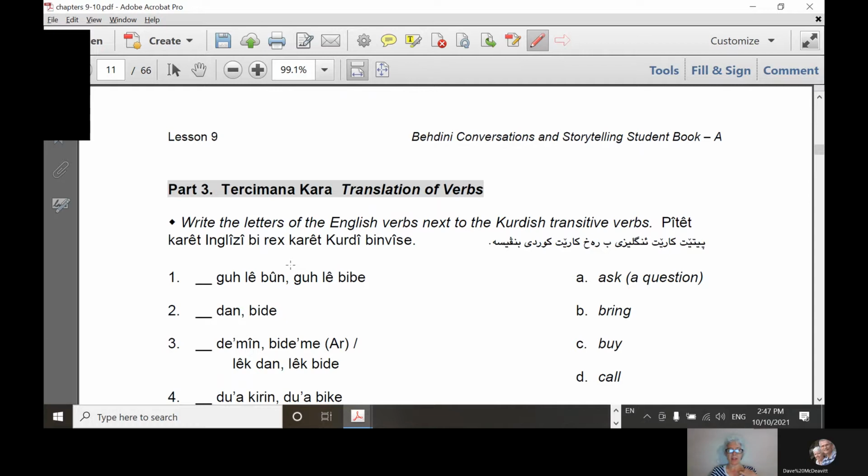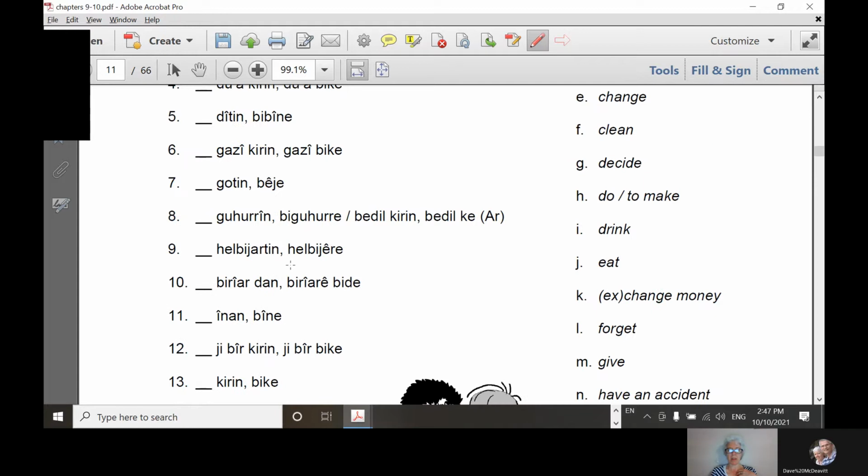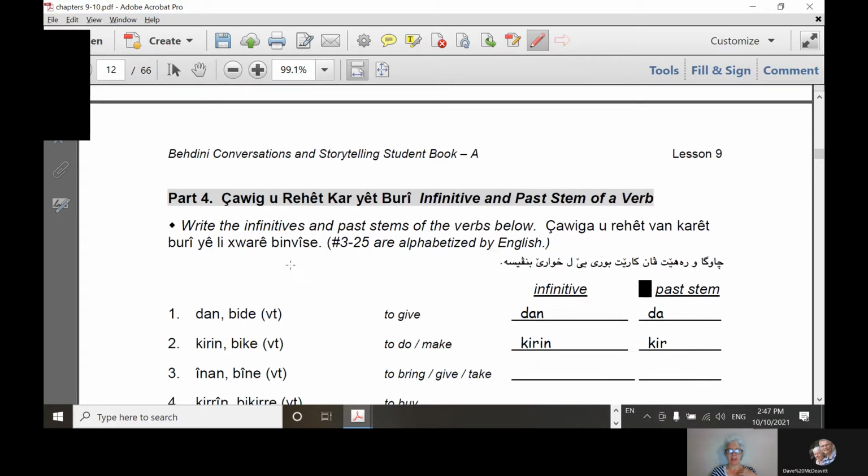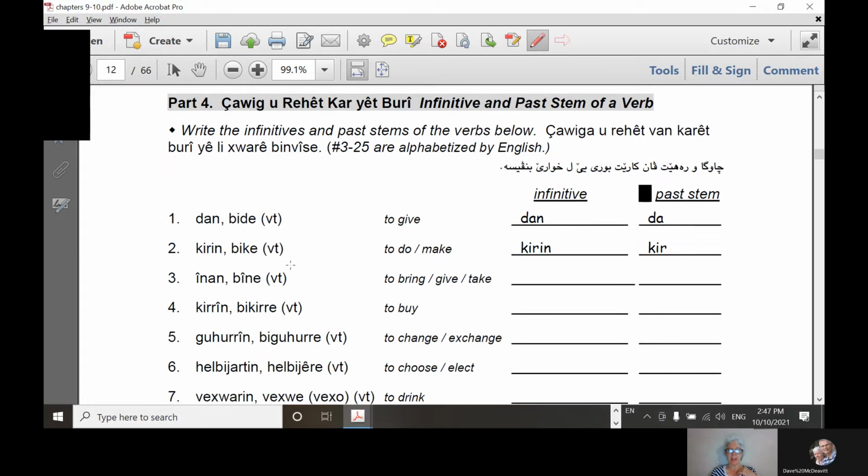Now, in part 3, on the next page, you're going to do some translation. You can check your answers in book B. And in part 4, on 203, you're writing the infinitive and the past stem. This is done just like it was in lesson 8. The infinitive is still formed. The infinitive is the first part of the verb. And then the past stem is formed from that. You drop the N or IN ending, and that becomes your past stem.